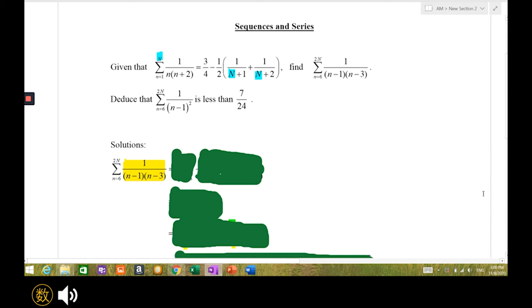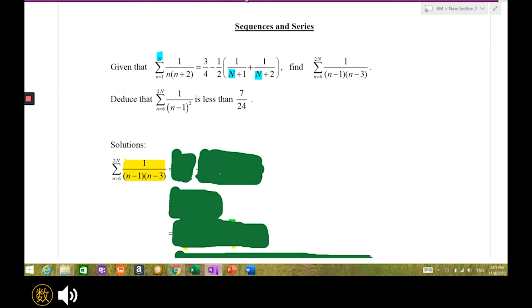Lee. Today's topic is on sequences and series, and as you can see, you are given here a sigma notation, the sum of 1 over n times n plus 2 from 1 to capital N, and you have a given result. Normally you'll be told to derive this formula, potentially using the method of difference with partial fractions. But that's not the focus for today.